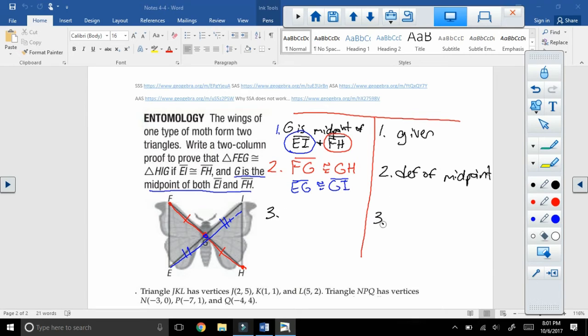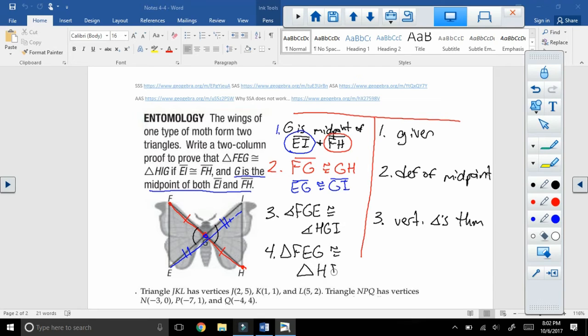I don't have a reason why these two segments are congruent. Yes, they would be, but I don't have an actual reason for that. But I do, however, have a reason for why these angles have to be congruent. So I could say that angle FGE is congruent to angle HGI, and that's because they're vertical angles. So vertical angles theorem is what you write down. And now this is an example of these triangles being congruent because of side, angle, side, where you have the two sides and the included angle, and that is that.